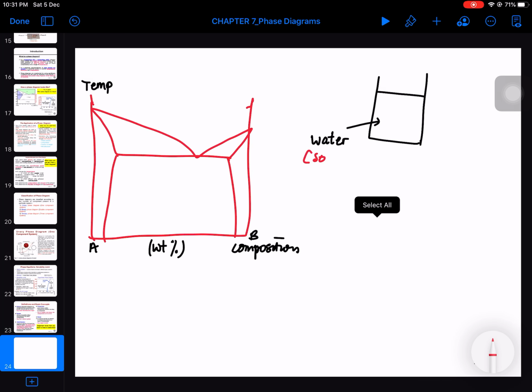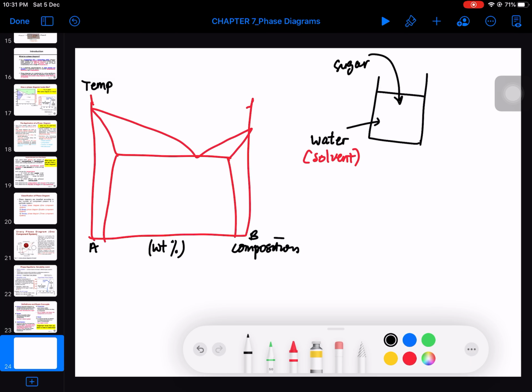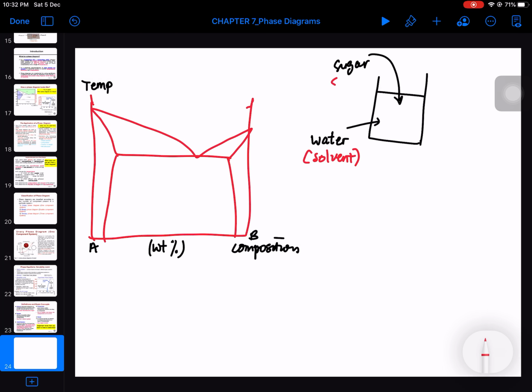And then if we have solvent, then we have the solutes to make up the two component system. In this case, let's say the solute is sugar that we add in. We add sugar into the water. So sugar will be the solute, the one that we add in smaller quantity.